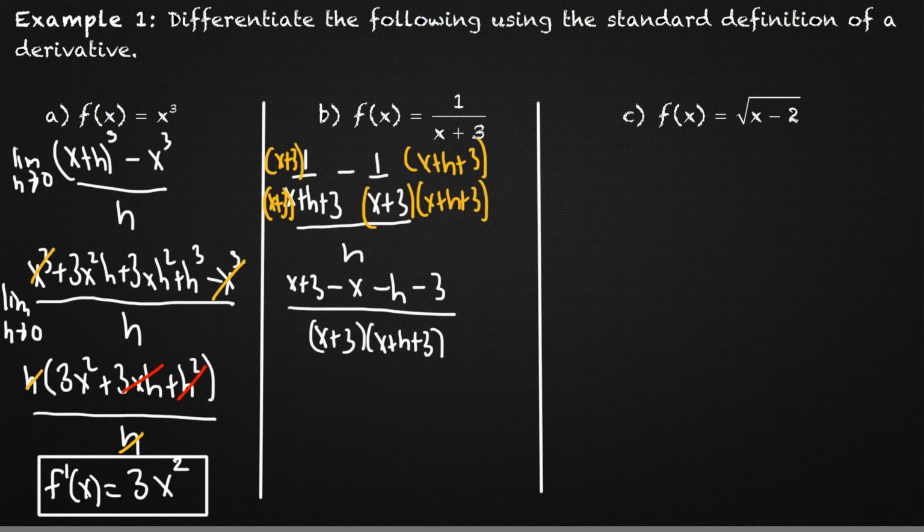All right, and as we said before, all terms that do not have an h are going to cancel. So negative 3, positive 3, negative x, positive x.